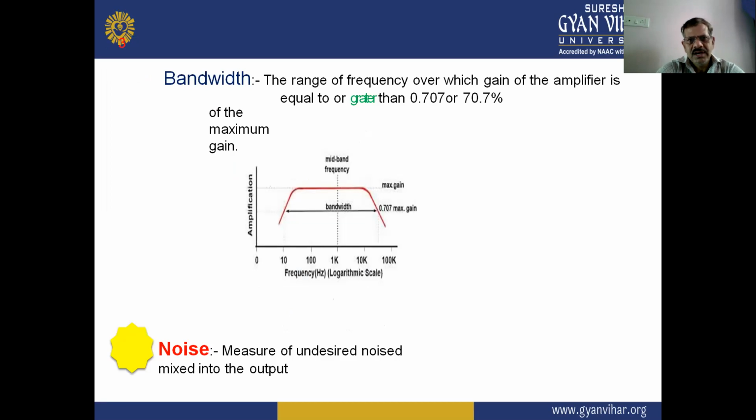So bandwidth is the range of frequency over which the gain of the amplifier is equal to or greater than 0.707, or 70.7%, of the maximum gain. And this bandwidth is also given in this frequency response curve here.